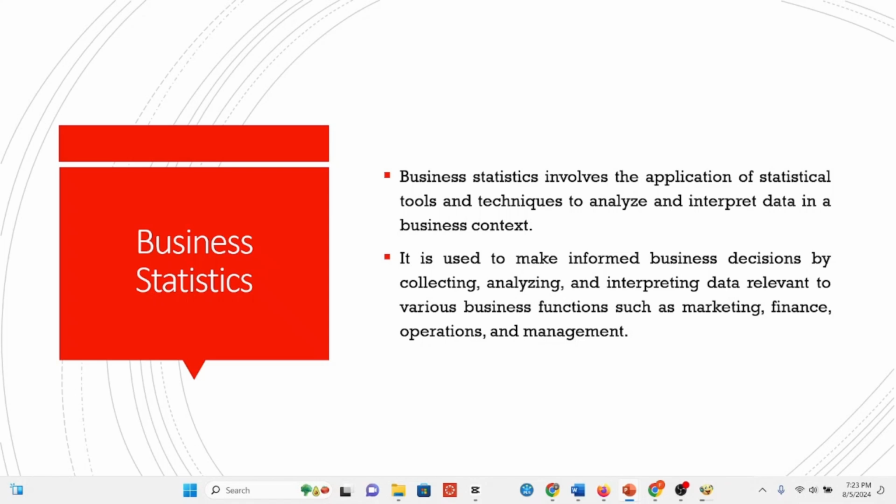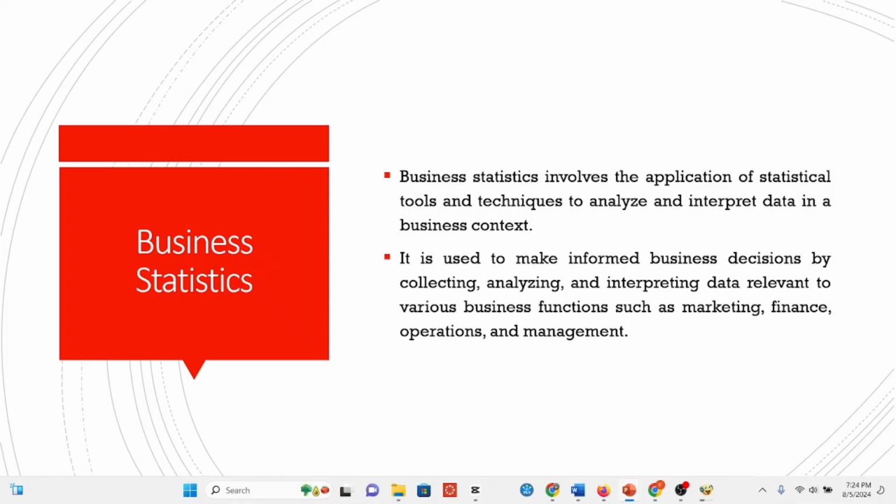Furthermore, business statistics play a vital role in risk management by helping organizations assess and mitigate potential risks. Statistical methods can be used to model uncertainties and variability in business processes, allowing companies to evaluate the likelihood and impact of different risks. For instance, statistical tools can be employed to analyze the volatility of financial markets, helping businesses make informed investment decisions and manage their financial portfolios effectively.